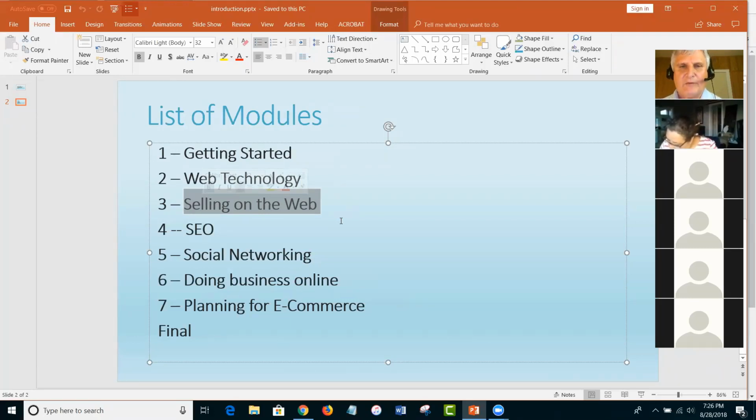And then the next module, we're going to focus on selling on the web. So one of the things that we're going to be doing when we do this module is talking about the elements for having a web presence, and then some other really important things that you should know about selling on the web. Then after that, we're going to spend 2 weeks on search engine optimization, which is SEO. And you're going to be doing a couple of exercises in the area of search engine optimization.